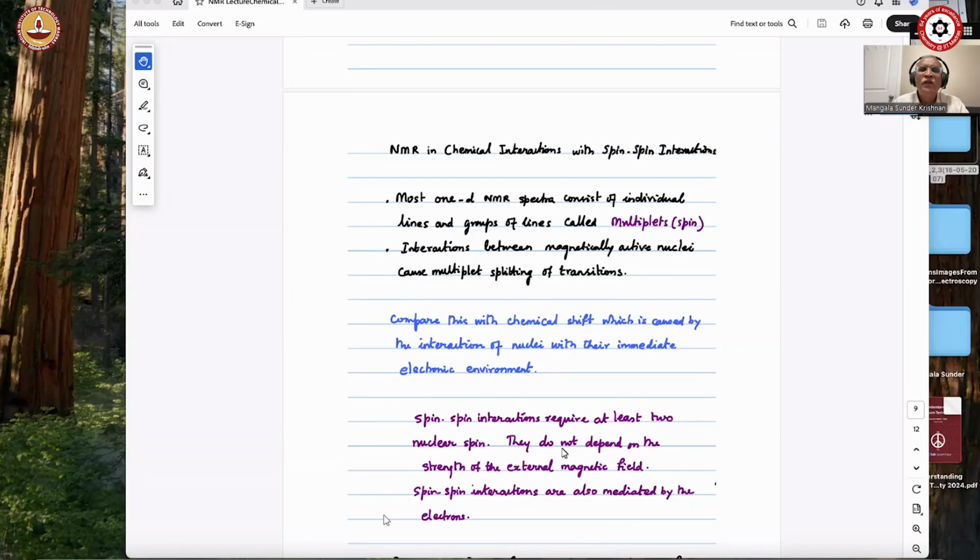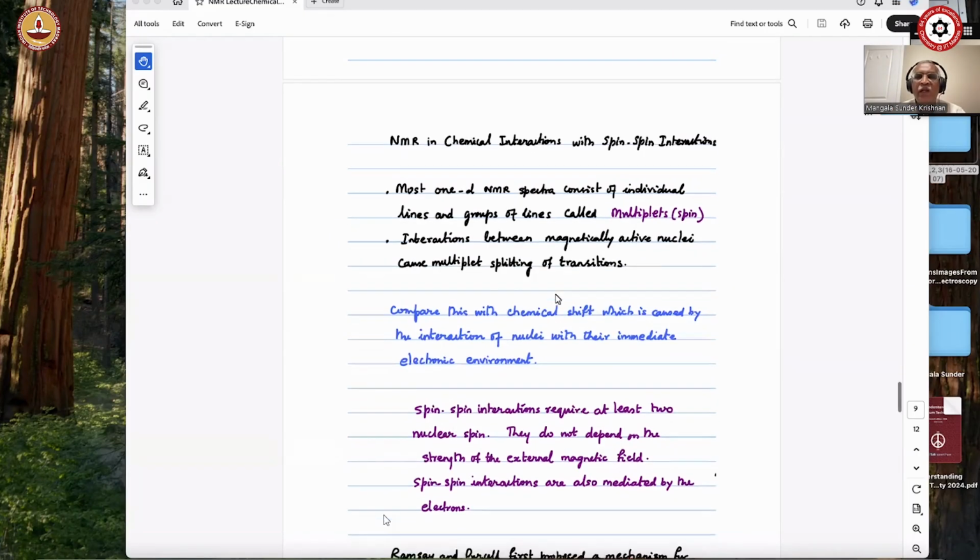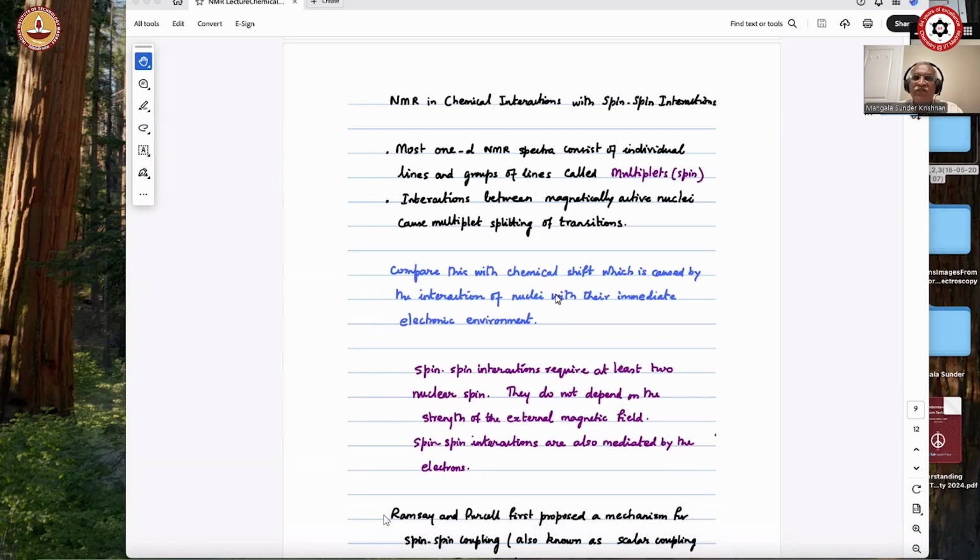Yeah. So we are now looking at the spin-spin interactions, and this is extremely important to understand why the spectral lines are multiplets, more than one sharp line. You will get one sharp line and one small line, so it's a 1-to-1, or two sharp lines, or 1-3-3-1 kind of pattern. So multiplets are there for a single resonance line. Most 1D NMR spectra consist of individual lines or groups of lines called multiplets. The interaction between magnetically active nuclei causes the multiplet splitting of transitions.